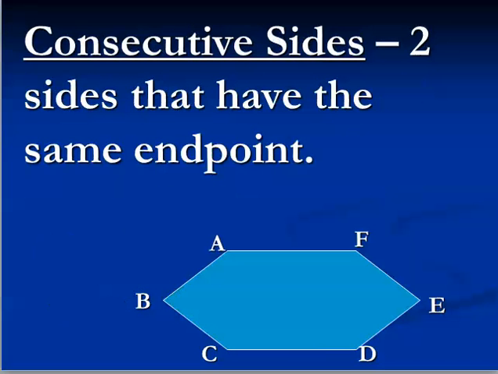We also have consecutive sides. These are two sides that have the same endpoint, so we could do segment AB, and I could either use a segment that has the endpoint A or the endpoint B. So we could do segment BC, or I could do segment AB and segment AF. They need to have a point in common, two consecutive sides right in a row.